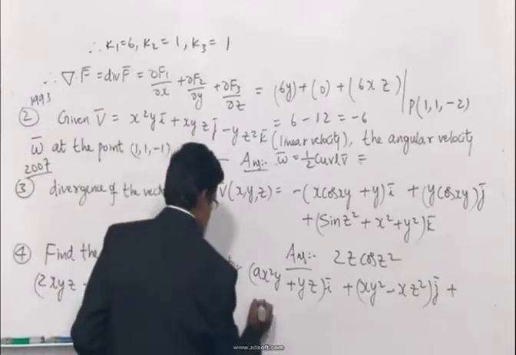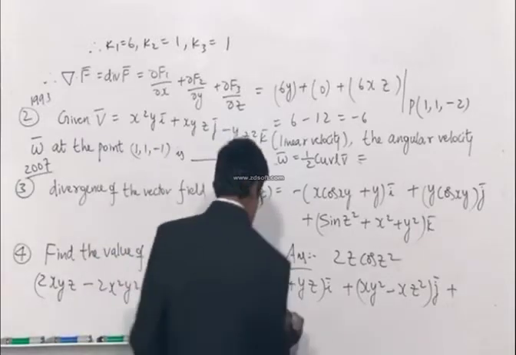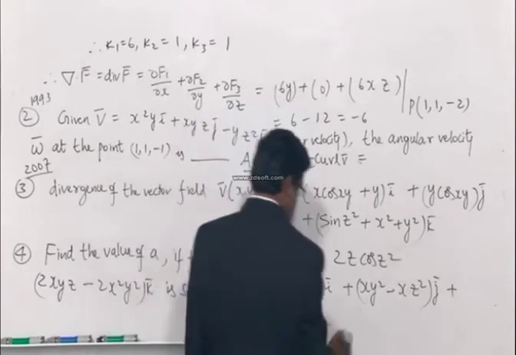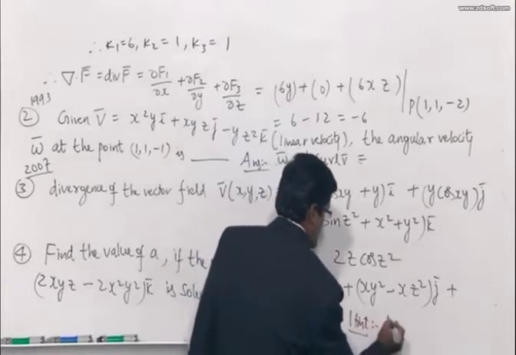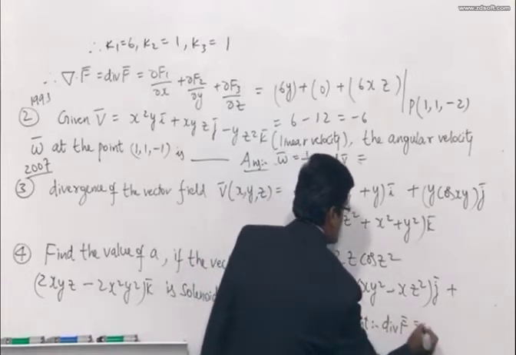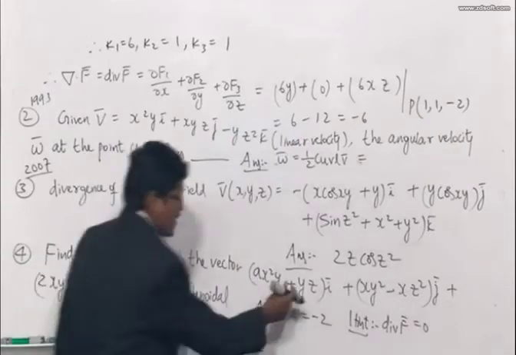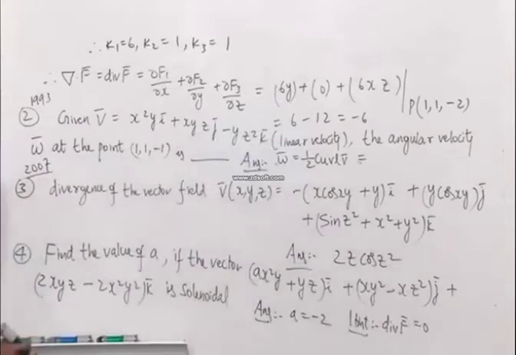Answer: a is equal to -2. Hint, div f bar is equal to 0. Hint, solenoidal means this is the i bar term coefficient f1, j bar coefficient taken to be f2, k bar coefficient taken to be f3. I have given this in the definitions.